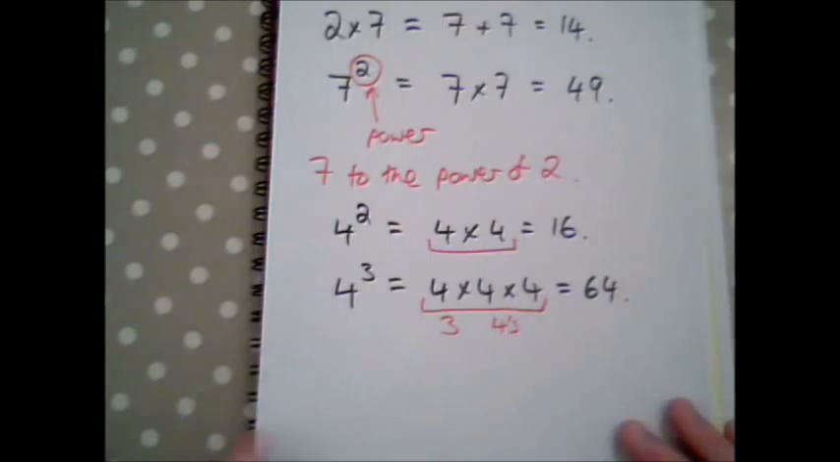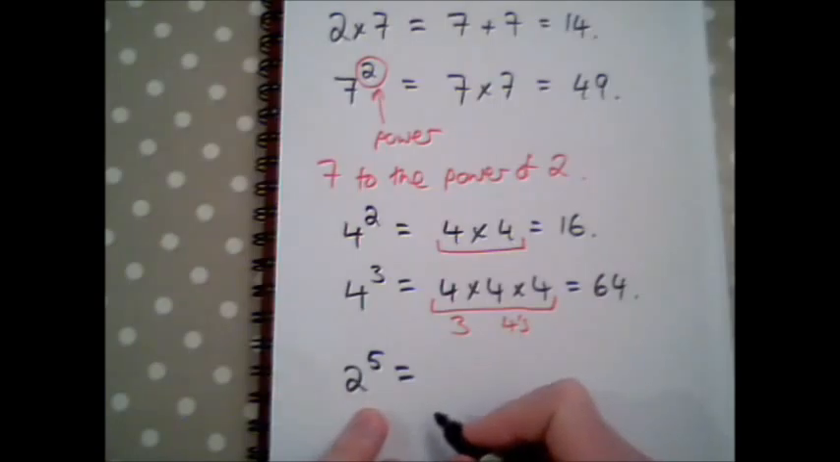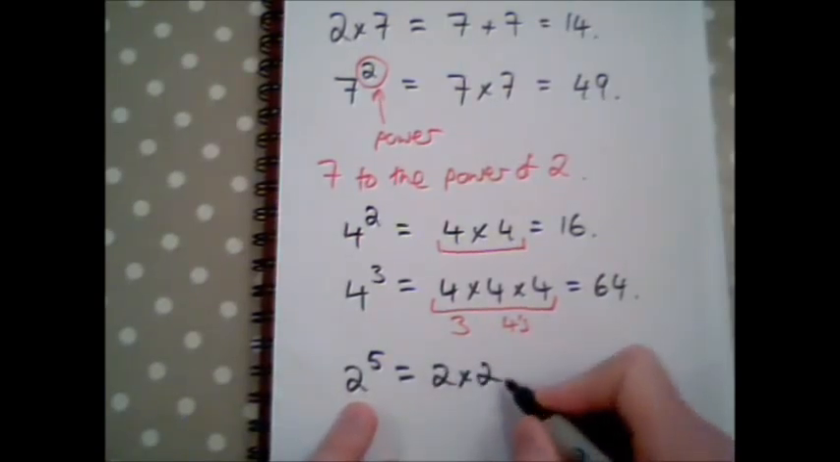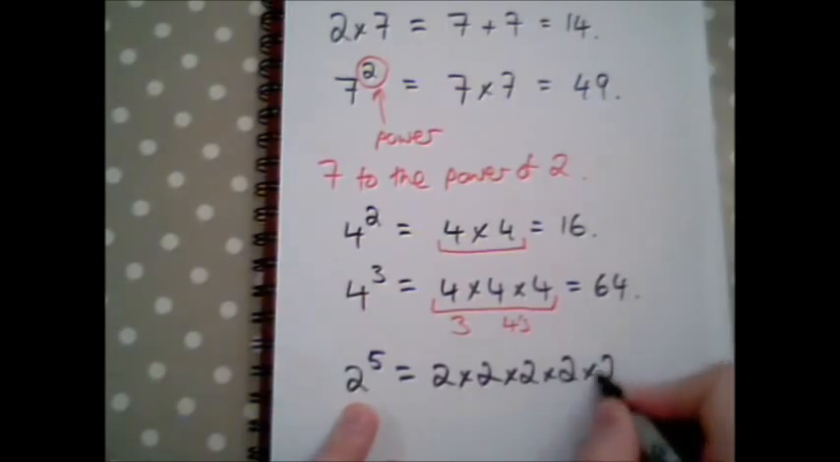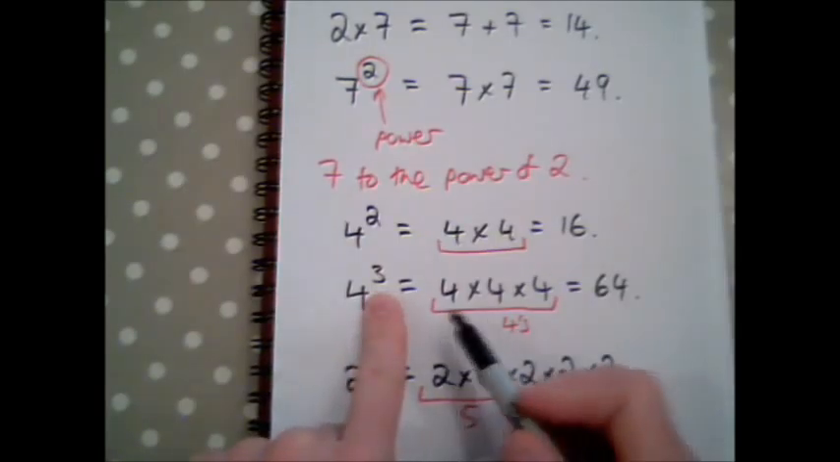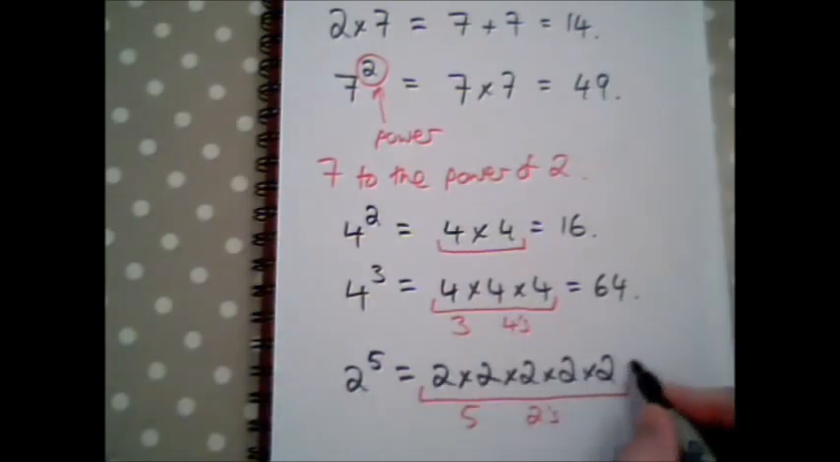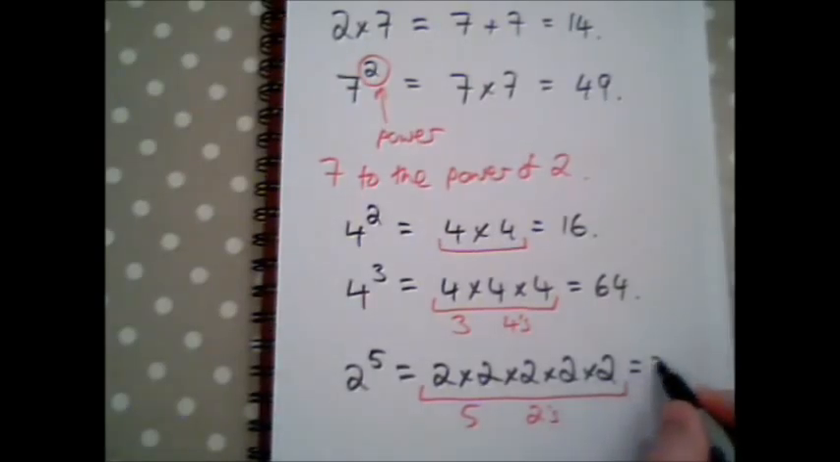Alright? And you can make the powers as big as you like. So 2 to the power of 5 would be 2 by 2 by 2 by 2 by 2. There are 5 2s all multiplied, and they're not added, they're multiplied together. So the power means you take this number and multiply it by itself this many times. You take the 4, you multiply it by itself, you get 3 of them, so 4 by 4 by 4. You take the 2 and multiply 2 by 2 by 2 by 2 by 2. So 2, 4, 8, 16, 32. So 2 to the power of 5 is 32.